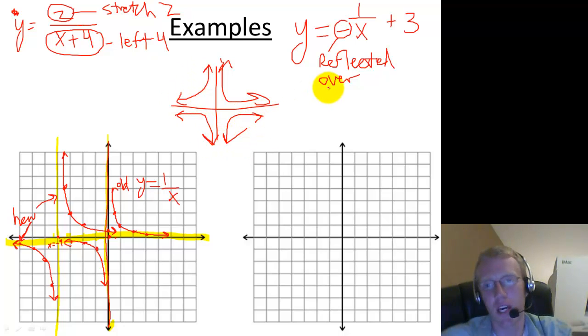So reflecting over the x-axis or the y-axis, in terms of the basic graph, has no difference. So we'll just say reflect over the y-axis, and then you apply this change, which is up 3.